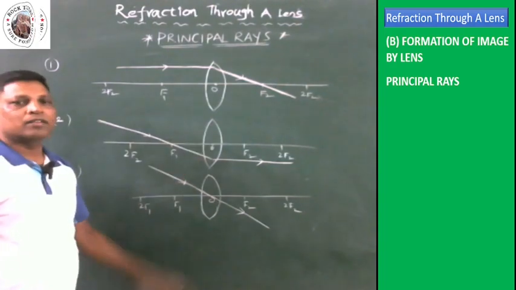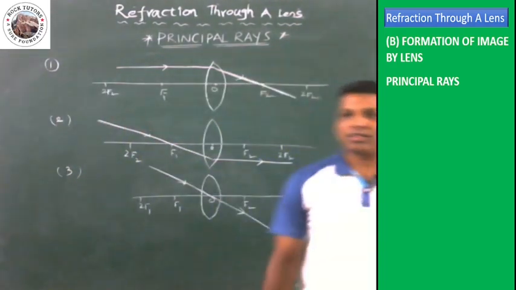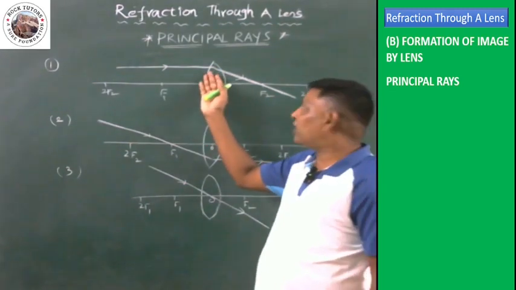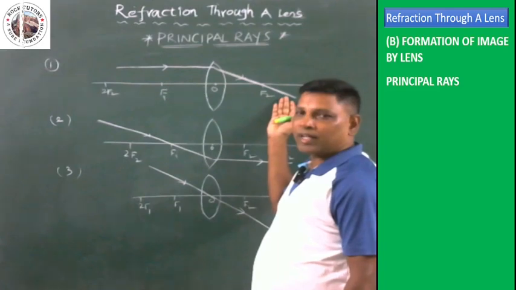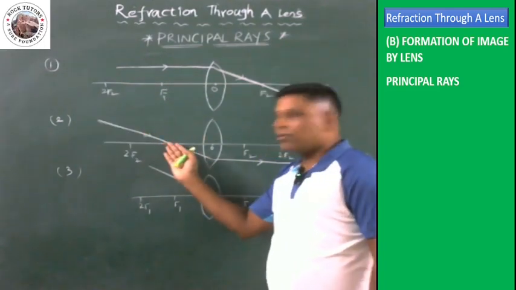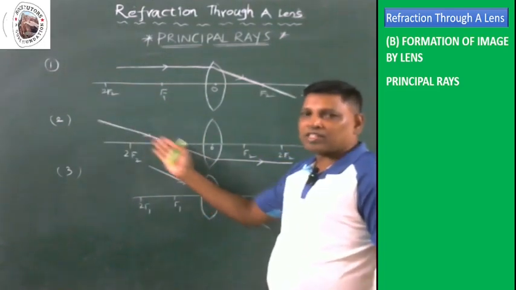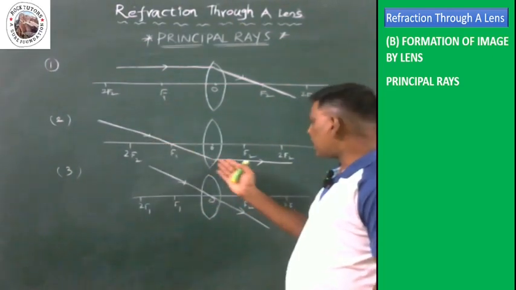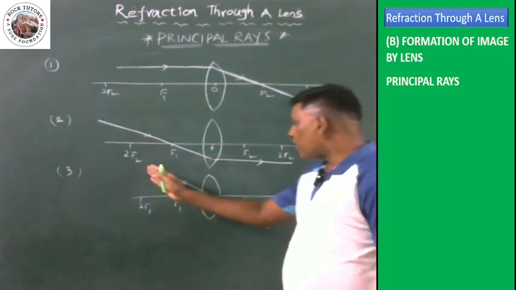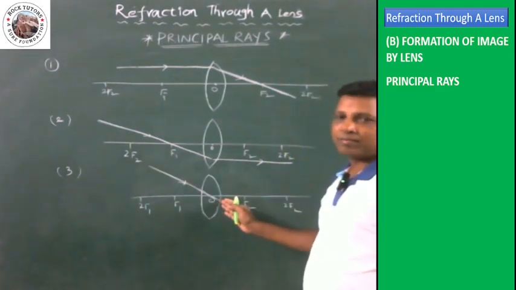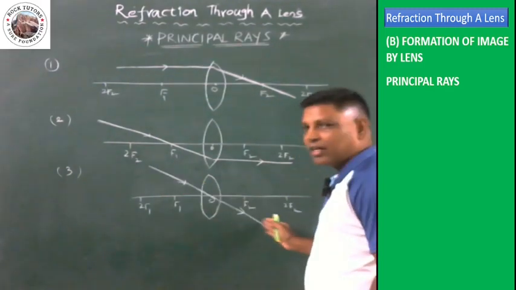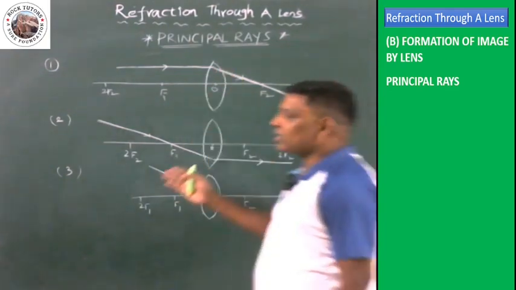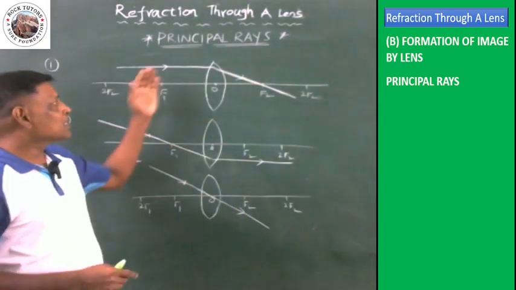So these are the three principal rays. A ray parallel to the principal axis will, after refraction, pass through the focus. A ray passing through the first focal point will, after refraction, be parallel to the principal axis. A ray passing through the optic center will be without deviation; it is undeviated and goes straight. These are the three principal rays.